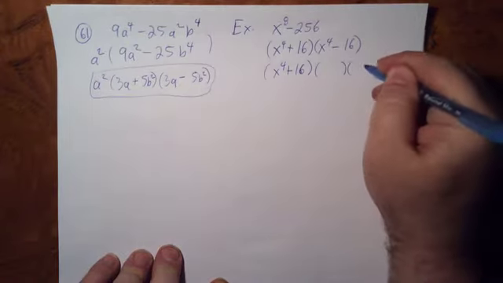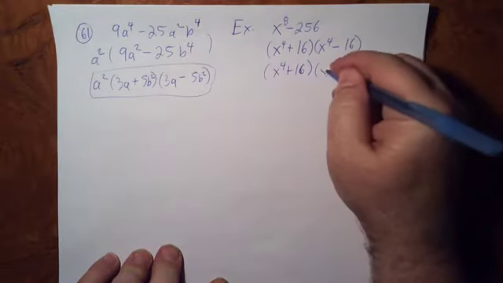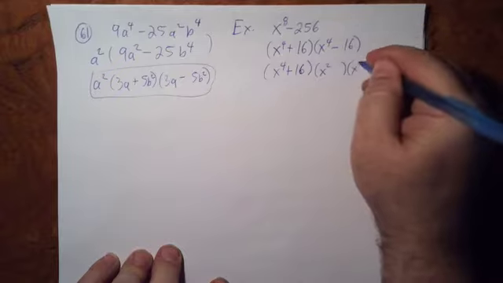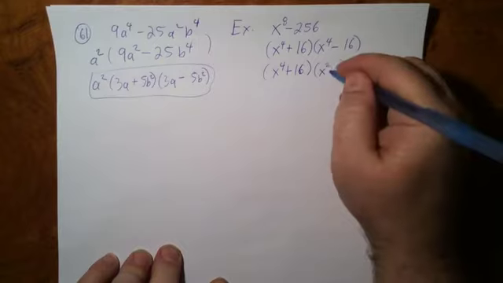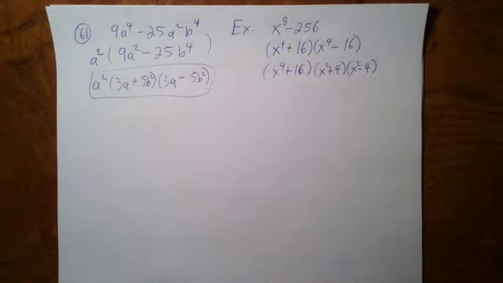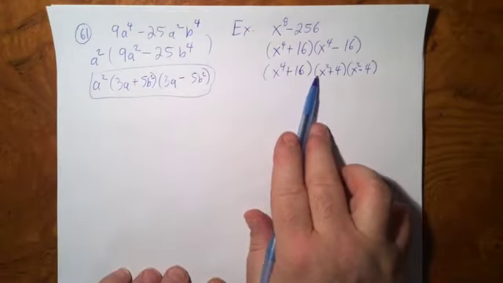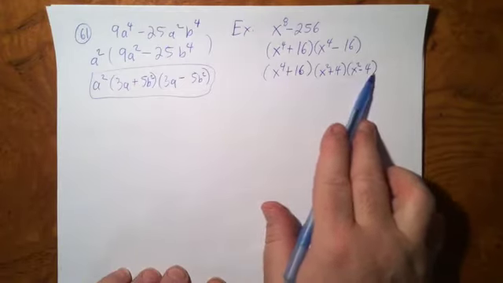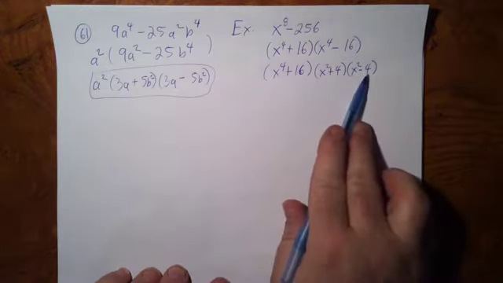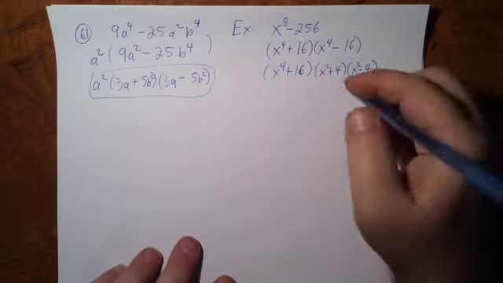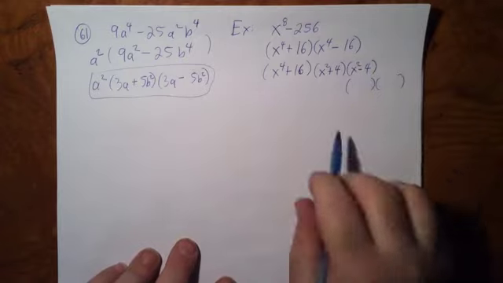X to the 4th minus 16, I can write as a pair of factors. The square root of x to the 4th is x to the 2nd, x to the 2nd, and then the square root of 16 is 4 and 4, and I can write that as plus and minus. So what we have now is x to the 4th plus 16 times x to the 2nd plus 4 times x to the 2nd minus 4. Again, you should notice that x squared minus 4, this is also the difference of perfect squares. So I'm just going to go ahead and write this final pair of factors out.